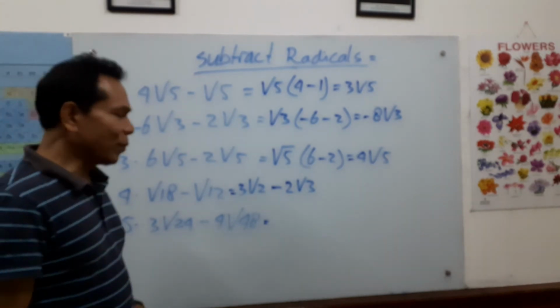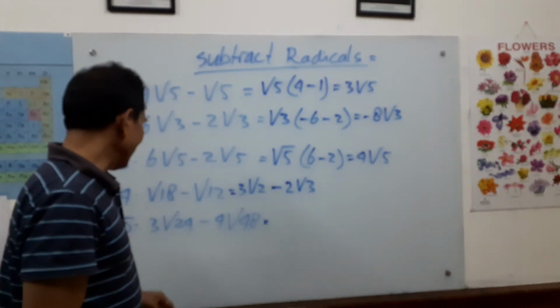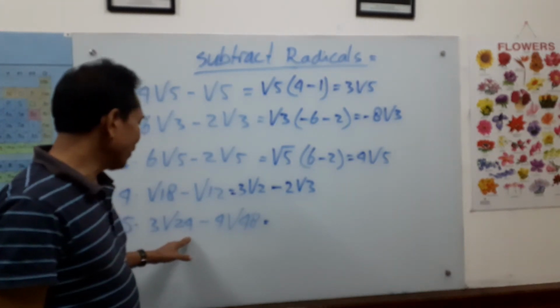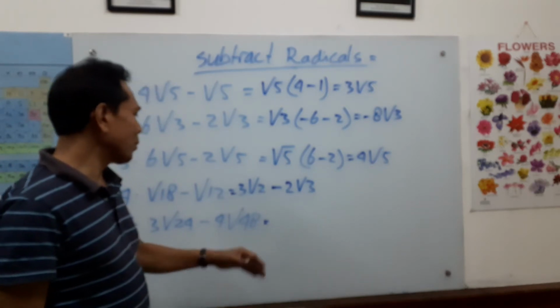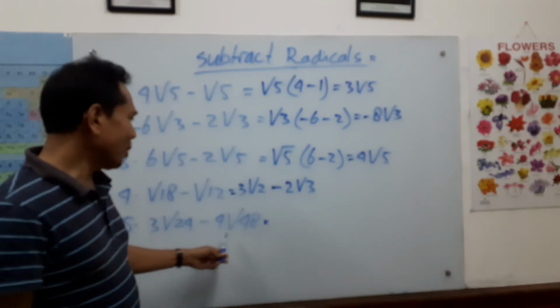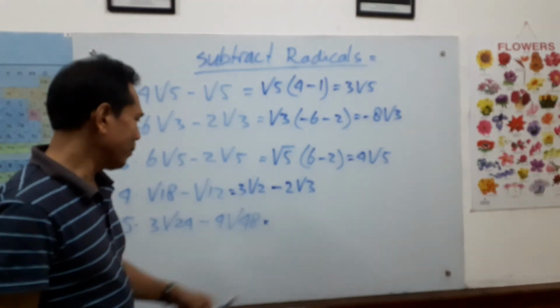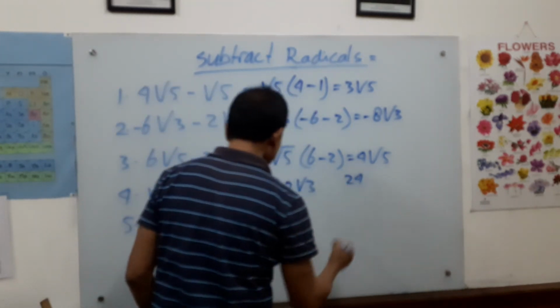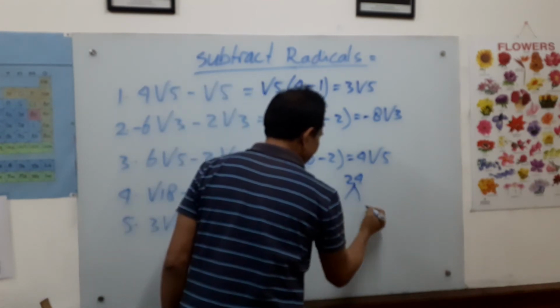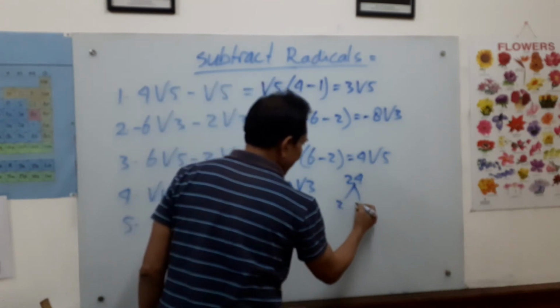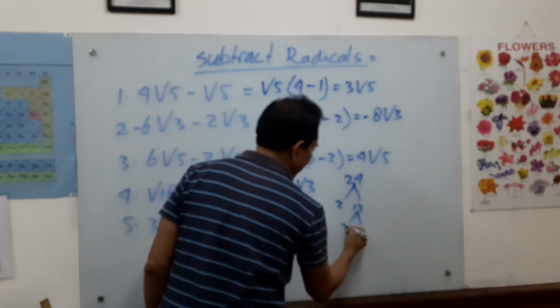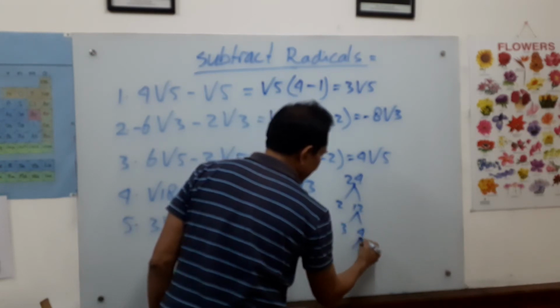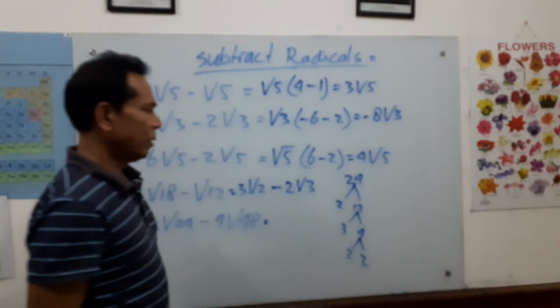Okay, then we go to the last number, number 5. We have 3 square root 24 minus 4 square root 48. So again, these numbers, we need to simplify 24, 48. So we put 24 here. We use factor 3 here. So we have 2, 12 here. We have 3, we have 4, 2, 2.